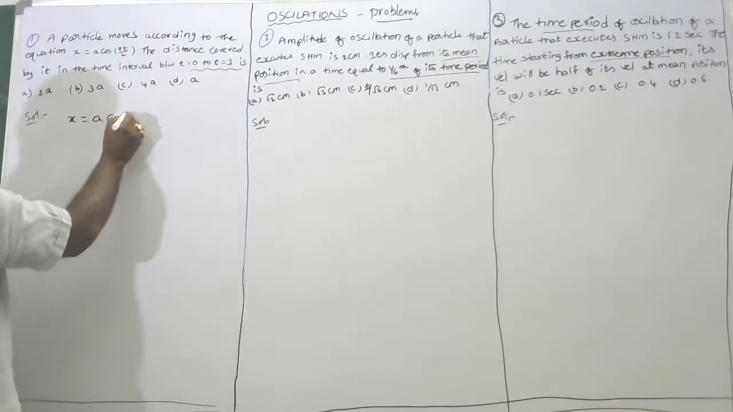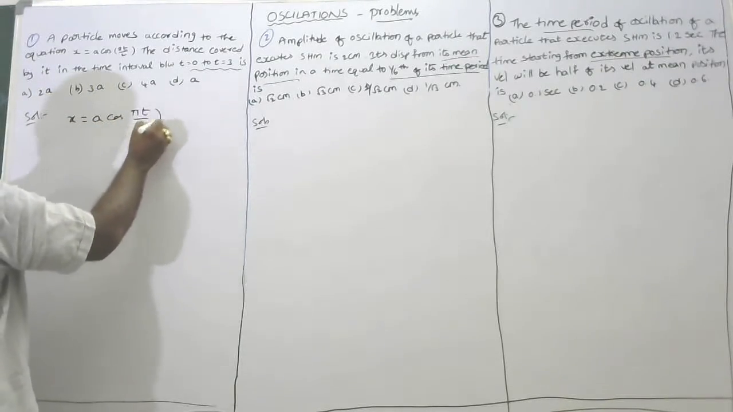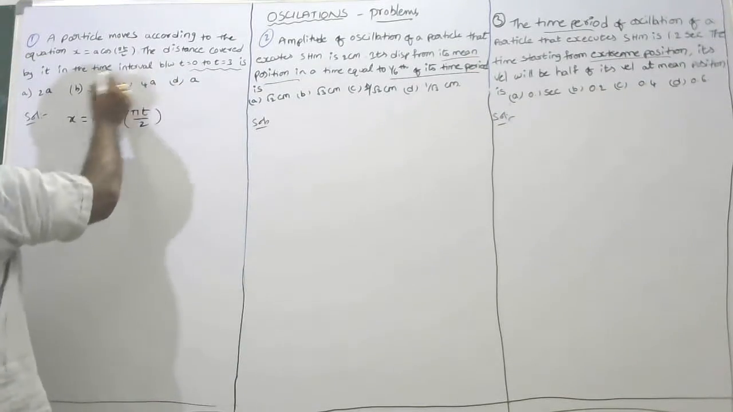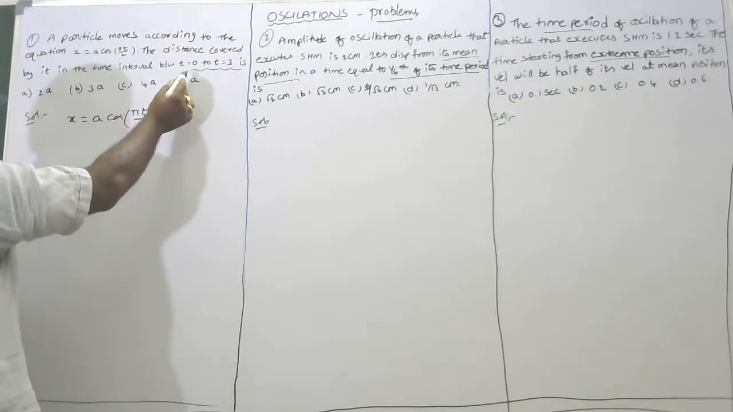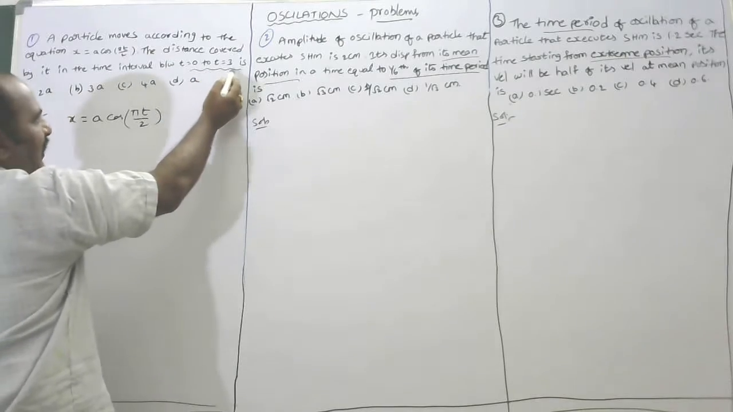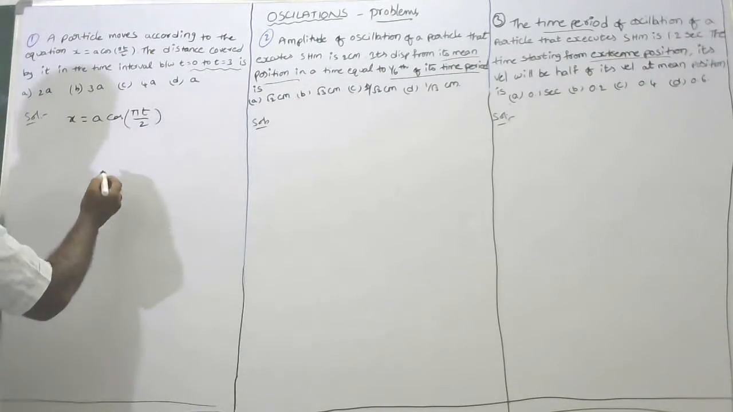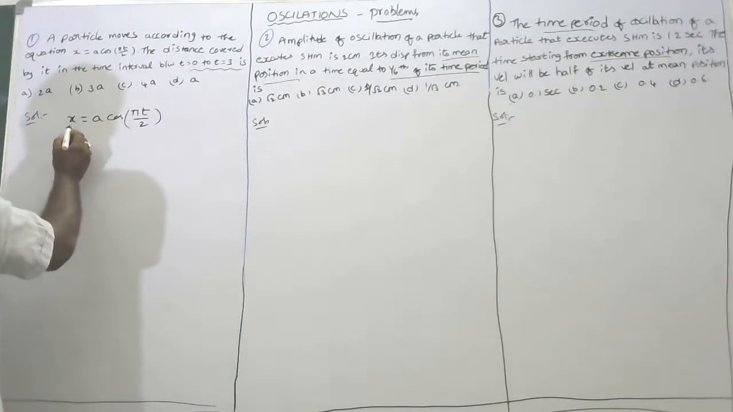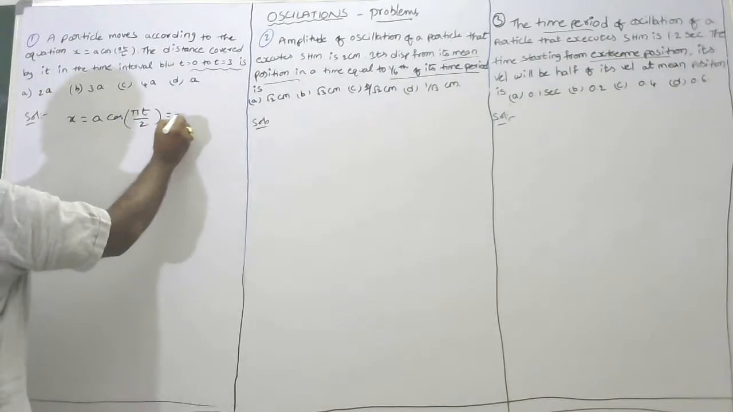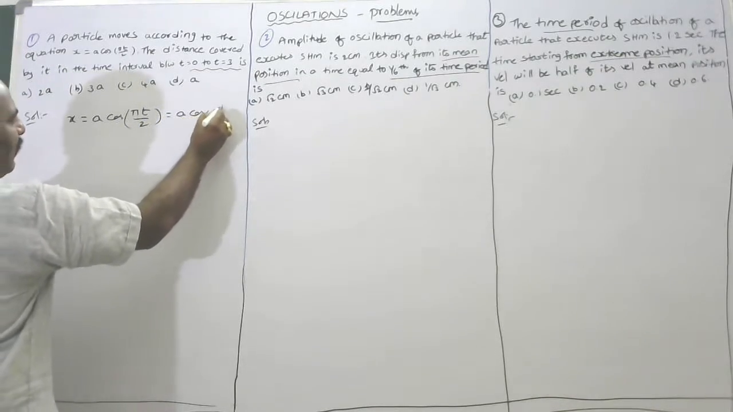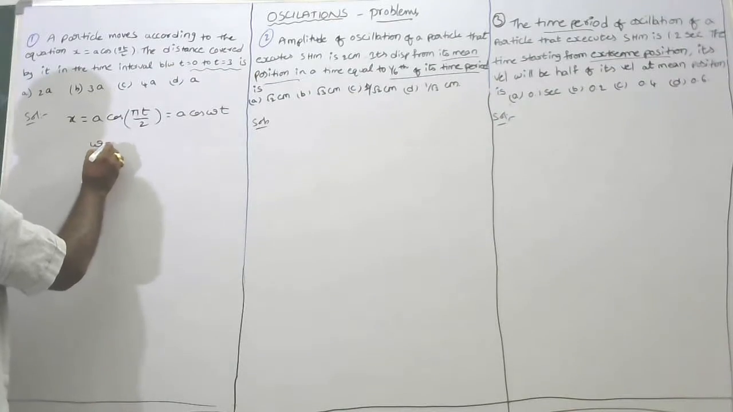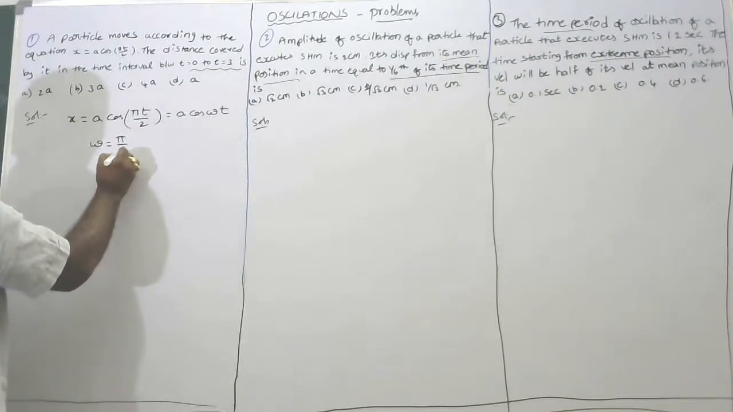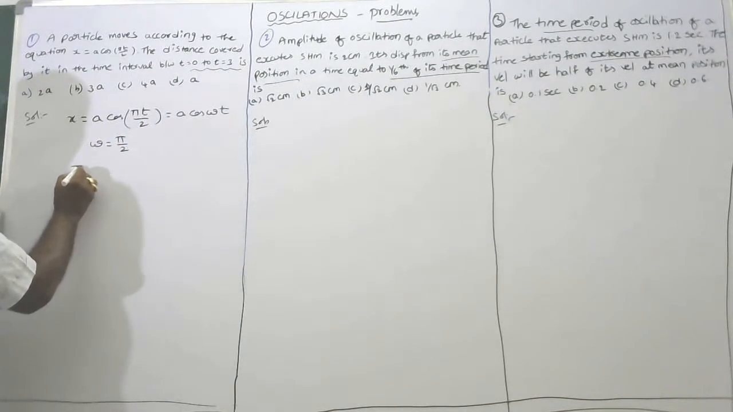a cos of pi t by 2. The distance covered by it in the time interval between t equal to 0 and t equal to 3 seconds is. Here, the given equation x is compared with a into cos omega t. Then we write omega value is pi by 2. From this we can determine the time period value.